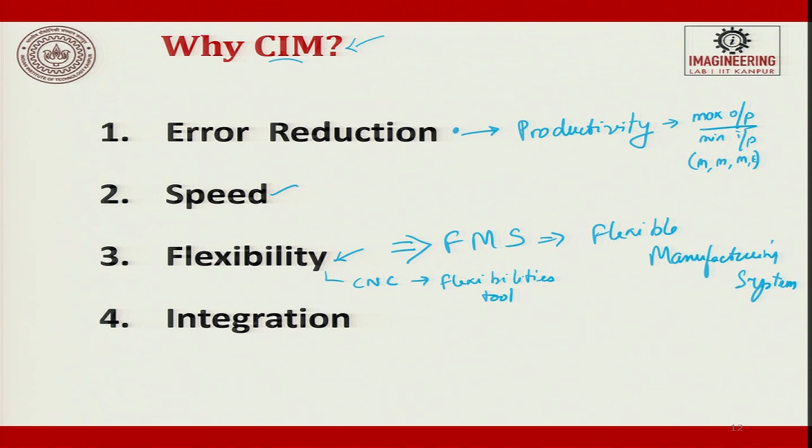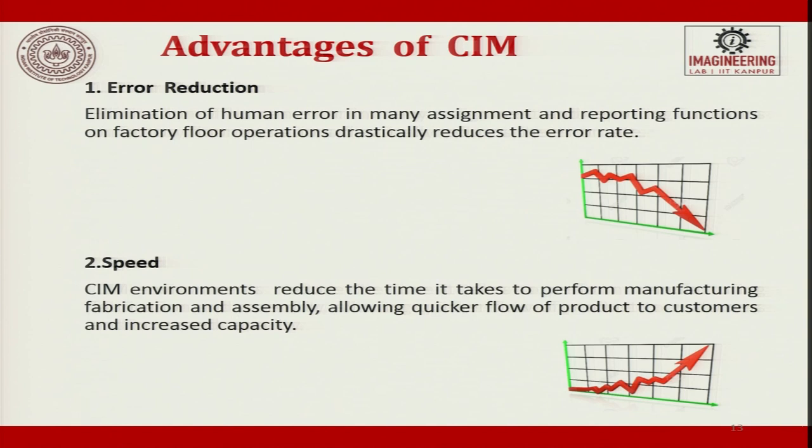Then the last point is integration. I am trying to integrate the factory environment with the world, where the world covers logistic control, transportation, everything put together. So, SIMS tries to give error reduction, it tries to increase the speed of production, it gives me flexibility in the product, and it also talks about integration. These are the main advantages of SIMS. Error reduction: elimination of human error in many assignments and reporting functions on a factory floor drastically reduces the error rate. So, that is why we try to reduce man involvement.